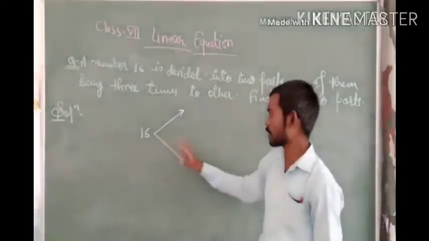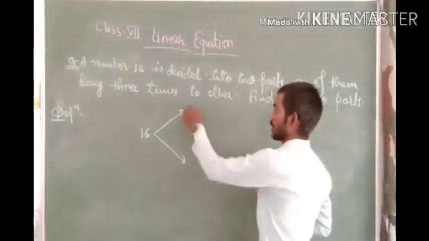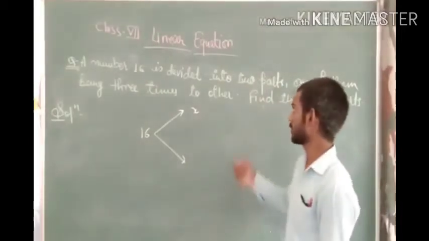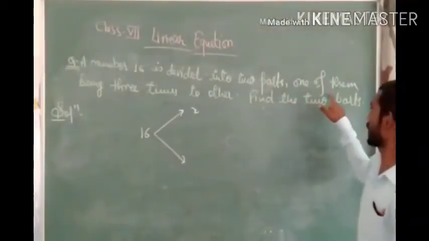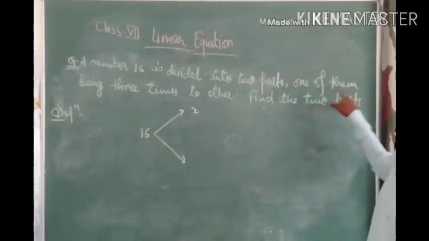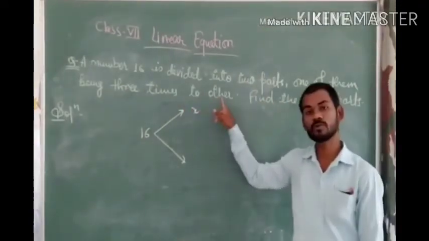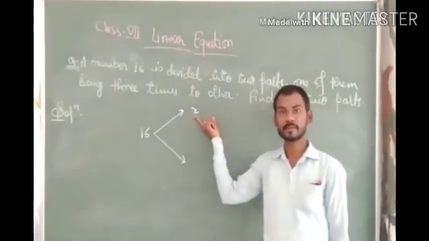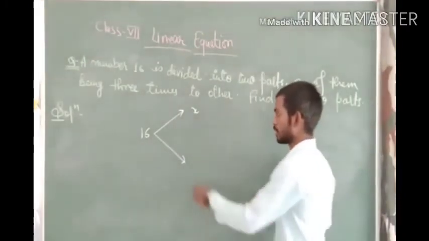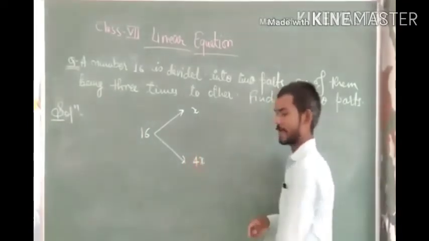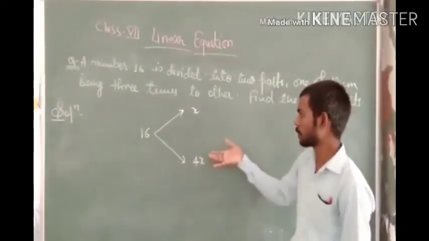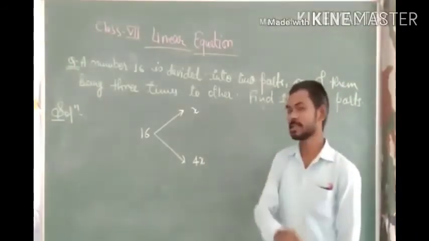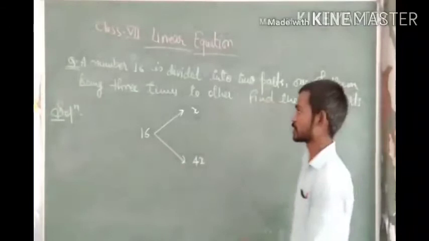Let 16 be divided into two parts, where one part is x. The question says one part is 3 times the other, so if the first part is x, then the second part is 3x. Here we have to find the value of x and the value of 3x. The question is very simple. Now let's start.